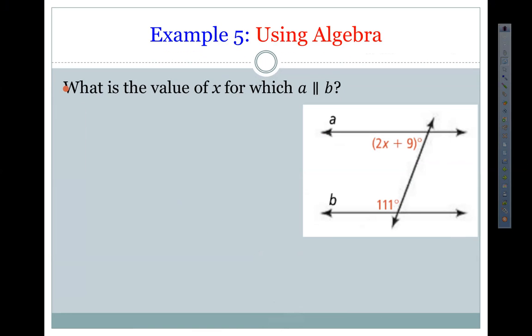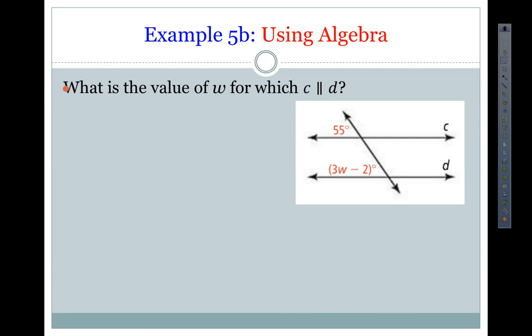All right. Last example, I want you guys to find the value of w. So pause the video and come back and check your work when you're done.